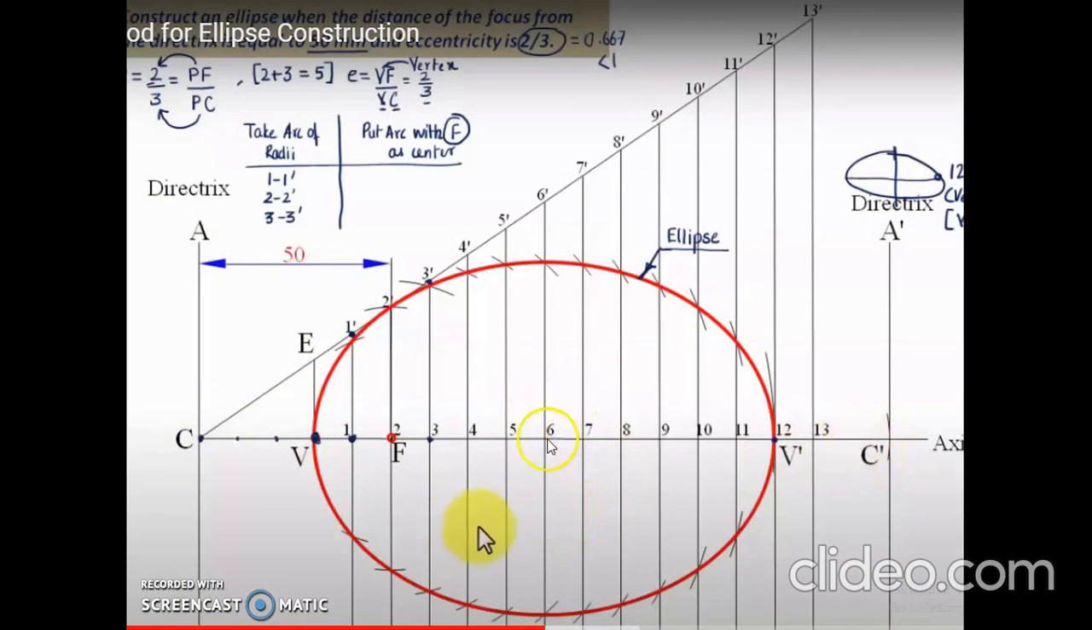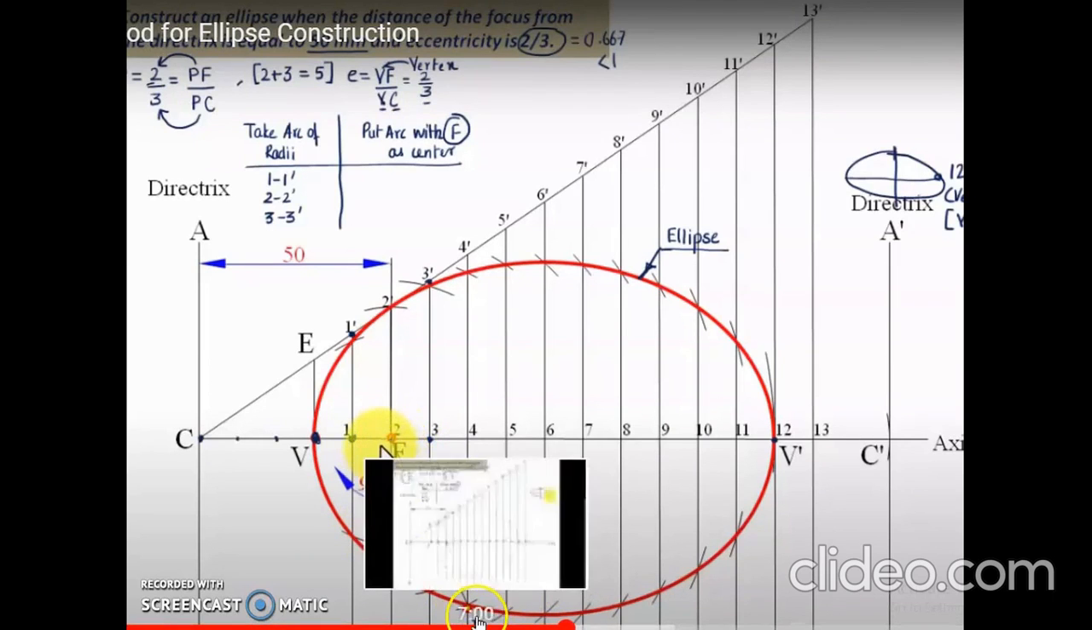For this we have to draw the tangent and normal line. Mark a point on the ellipse curve, anywhere on the ellipse. I am marking at this particular point. Mark a point on the ellipse curve, then join this point and the focus point. This is point P.